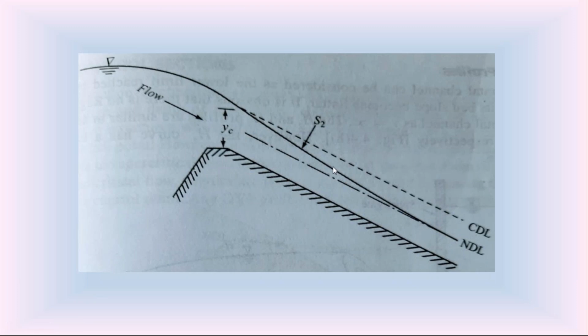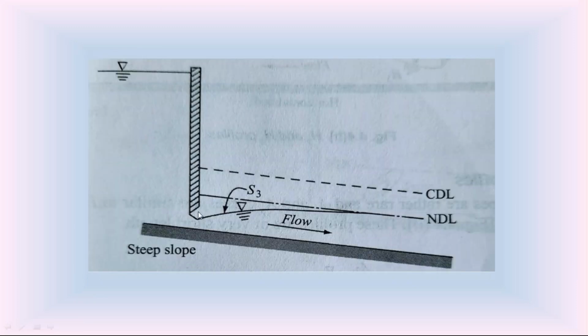Then the S3 water surface profile. Here this is the S3 water surface profile in that open channel. So from this gate, if the water is released and the channel bottom slope is steep, then this water surface profile is an S3 water surface profile in the open channel.